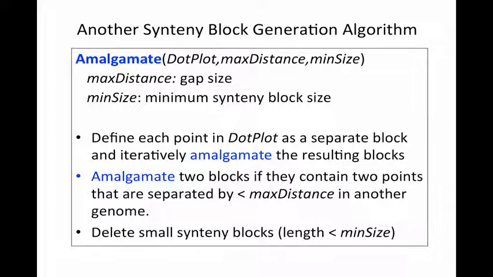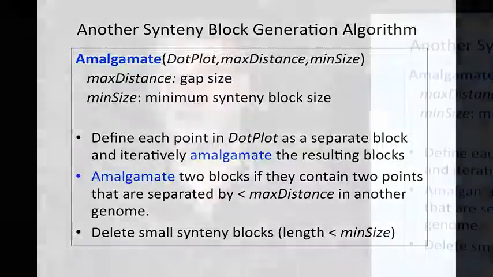First step, define each point in the dot plot as a separate block and iteratively amalgamate the resulting blocks. How do we amalgamate the blocks? We combine two blocks into a single block if they contain two points that are separated by a small distance in another genome. And as before, delete small Synteny blocks.